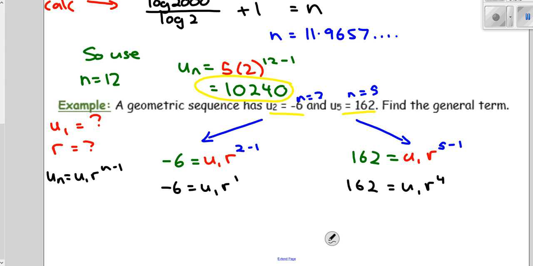So how could we solve? I'm going to suggest, do we multiply one equation by the other? Do we add them together? Subtract one from the other? Divide? And try to make something cancel out? Similar idea to simultaneous equations. Well, we want to either make the u of 1 cancel out or the r cancel out to begin with.